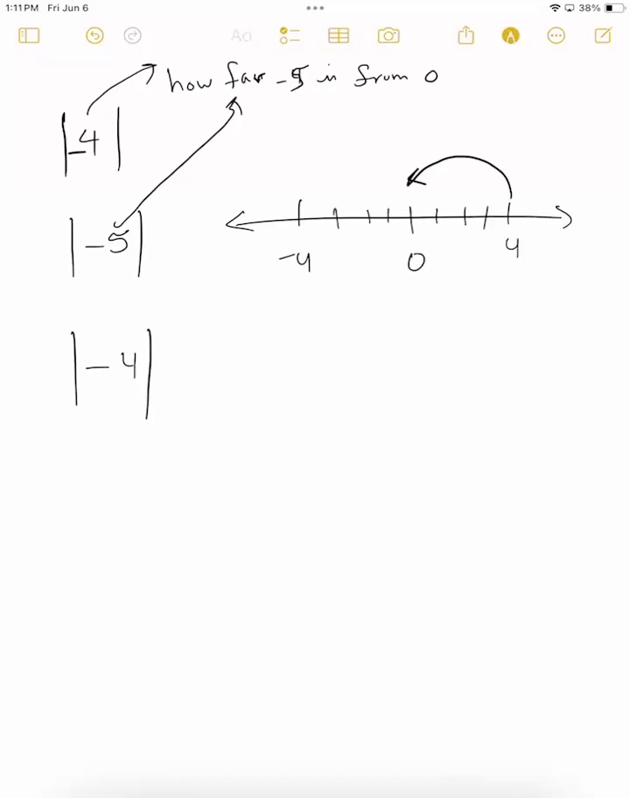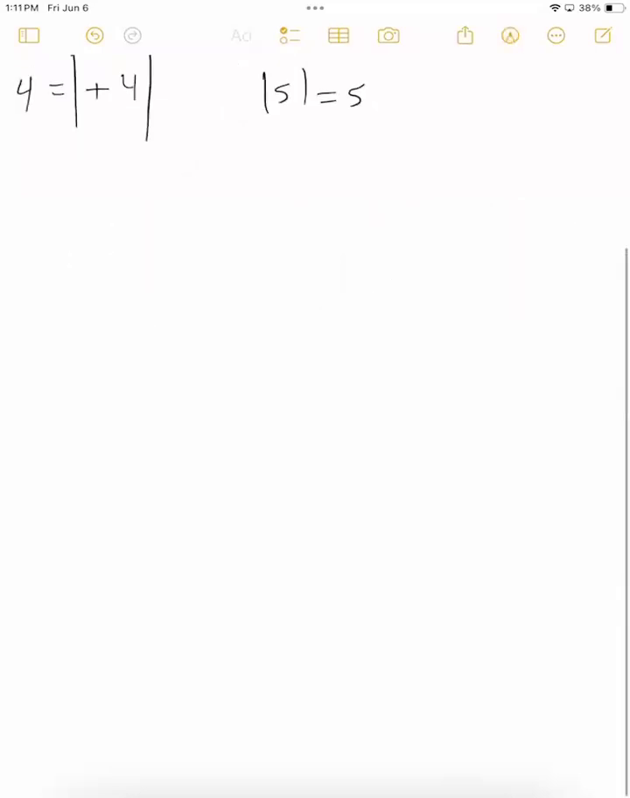But it is 4 units away from 0, and so is -4. -4 is also 4 units away from 0 because it's asking about the distance. It says how far this is from 0. It is 4 units. So the answer to absolute value of -4 is 4. If you have a +4, you get also 4. If you have a -5, you get 5. If you have a +5, you get 5. So that's what you have to know.